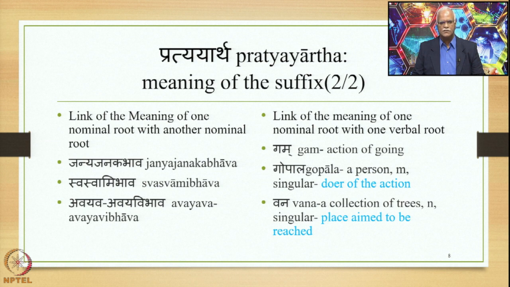And here are the three examples: Janya Janaka Bhava, Swaswami Bhava, and Avayava Avayavi Bhava. Janya Janaka Bhava is the relation that is shared between the two nominal roots, where the meaning of one nominal root is the Janaka, the father, and the other is Janya, that is the descendant. So parent-child relationship. This is what is Janya Janaka Bhava. And this particular relation is expressed by the suffix.